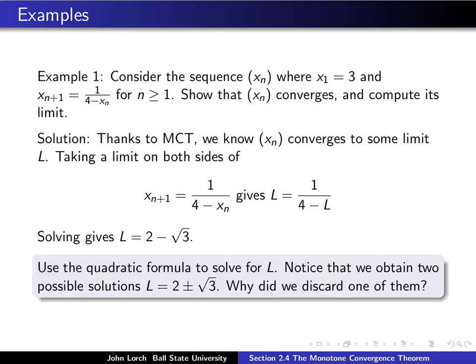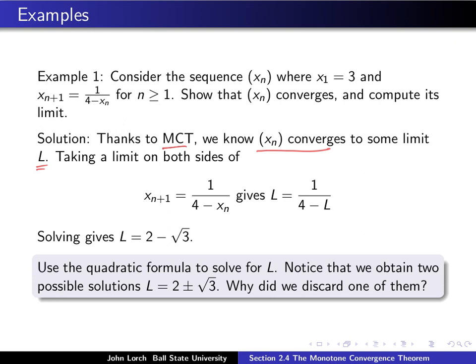Okay, the next thing, and this is really quite remarkable, is, we're again doing the same sequence. We have just shown that it must converge. Now, we don't know its limit a priori, but it turns out we're going to be able to compute its limit. Now that we know that the limit exists, we're going to be able to figure out what it is. All right, so again, thanks to MCT, we know that this sequence converges and that it has a limit L.